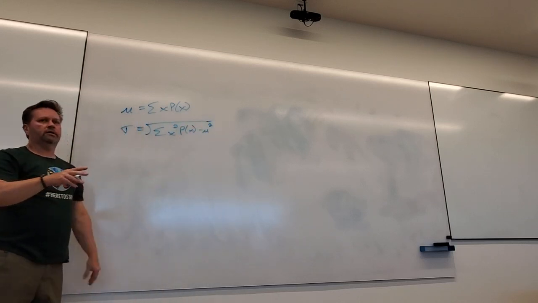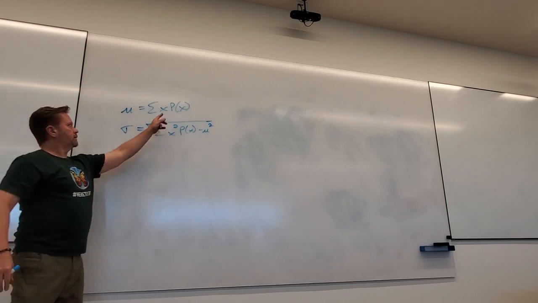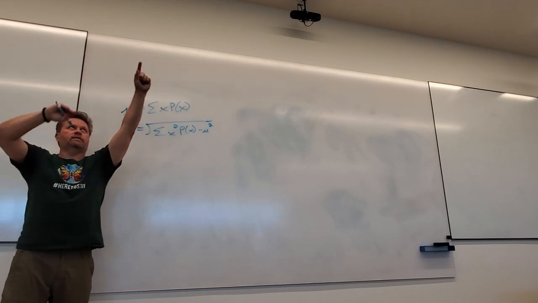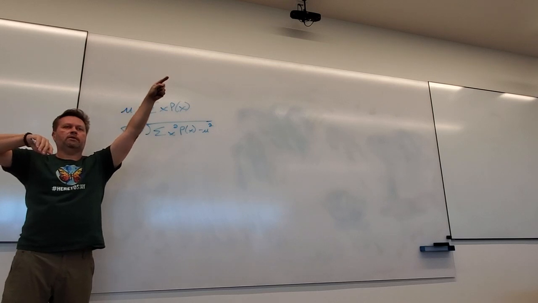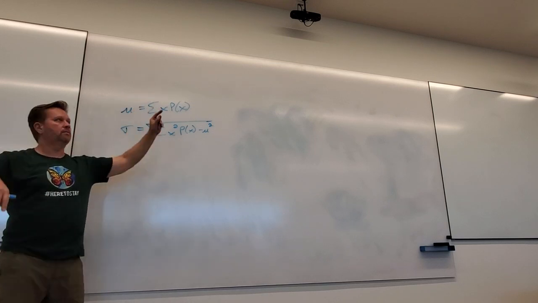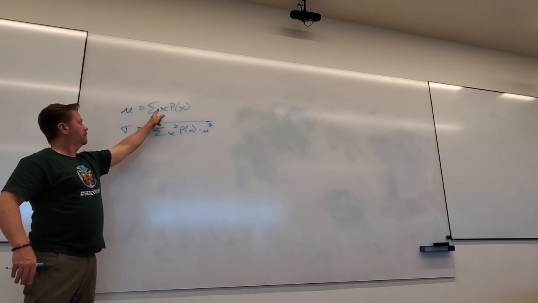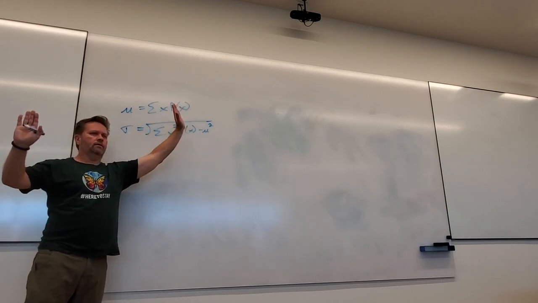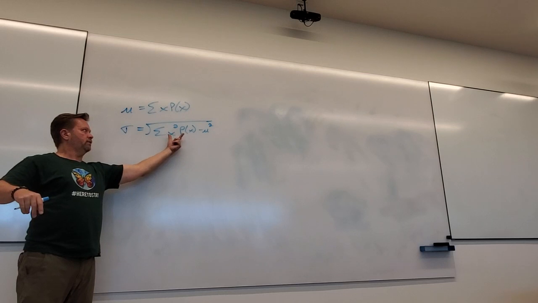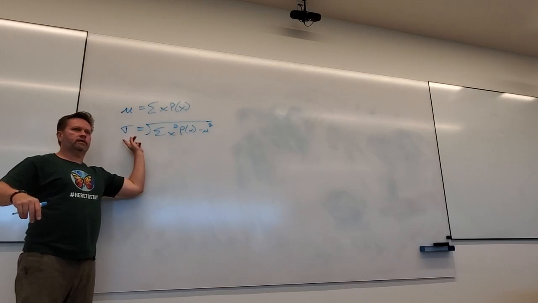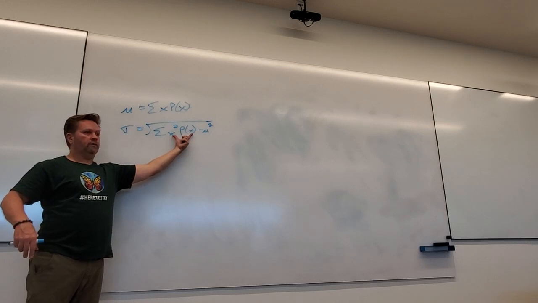So very quickly, if I make a table x, p of x, and then I make a third column, x times p of x, when I add that column, that's exactly what this says, correct? Add up all the x p of x's. So what column do I need for this one? I need specifically an x squared p of x column, correct?